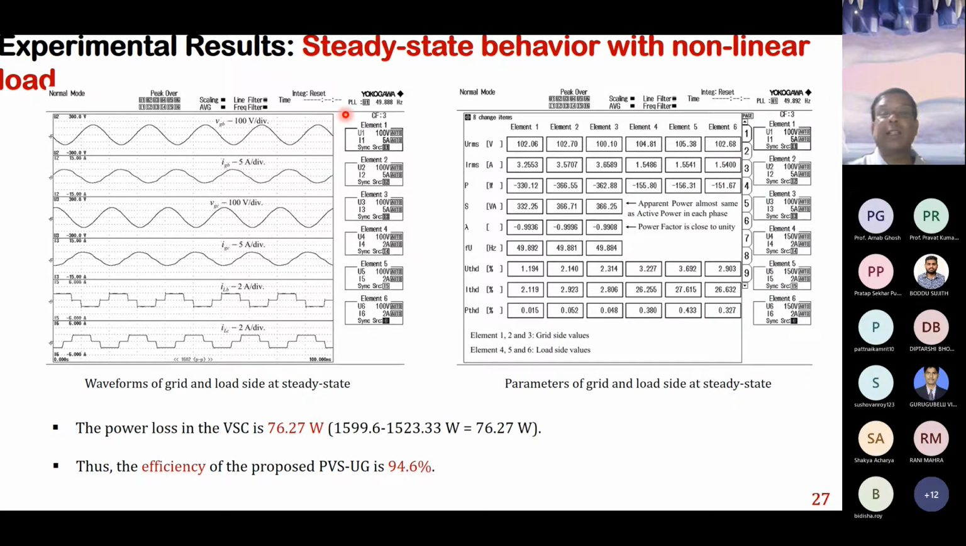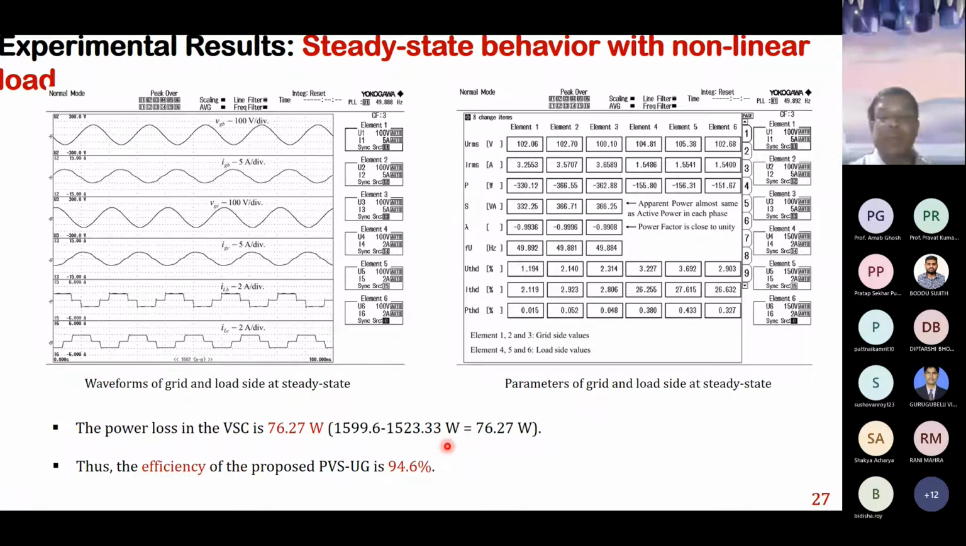And this is the experimental result for the steady state behavior with nonlinear load. We could see these are the voltage and current waveforms of the grid and the load side at steady state. And these are the parameters of the grid and load side at the steady state. We could see here the power loss in the voltage source converter. We have this much extracted power, and we have 1523.33 watt.